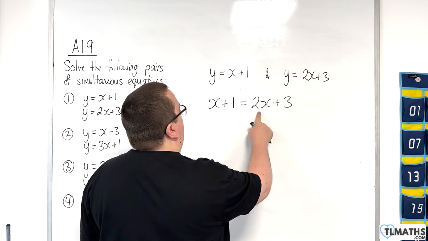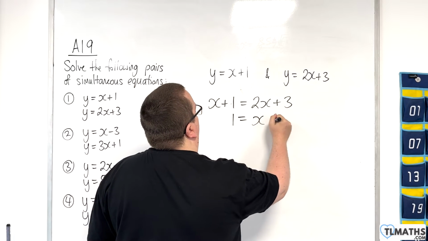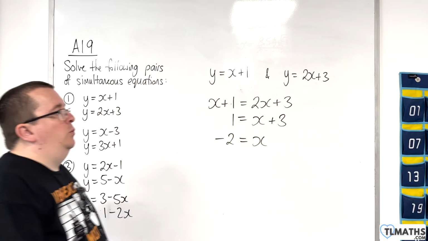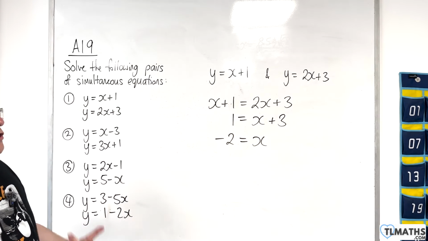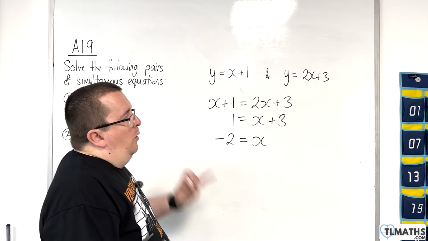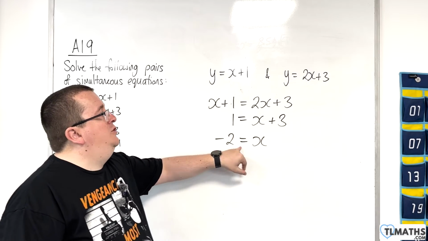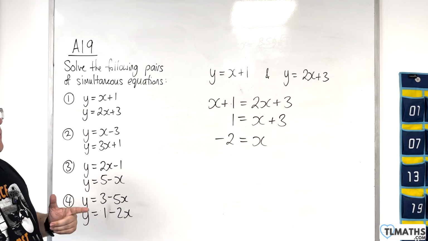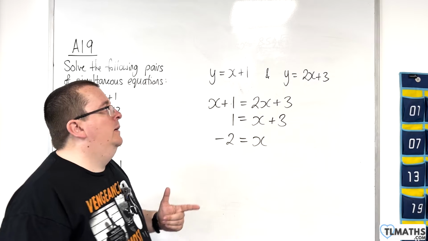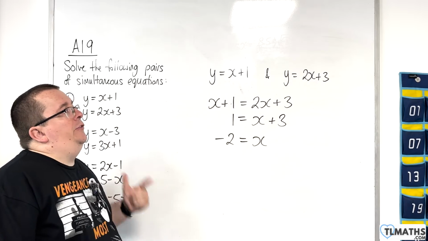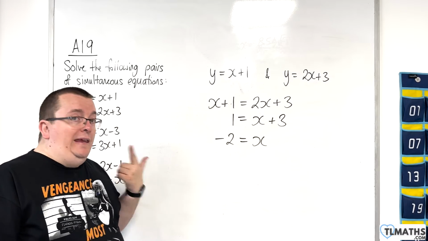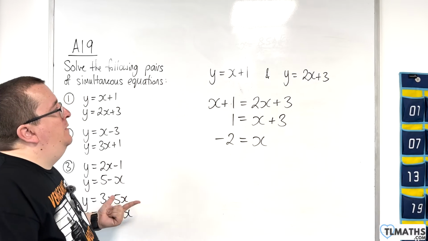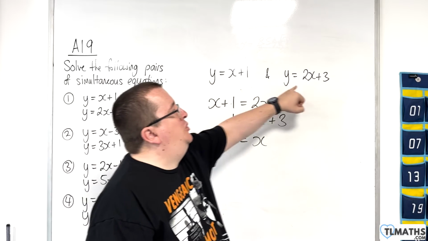So let's subtract x from both sides first, and then subtract 3 from both sides. So we now have that x is equal to minus 2. So how do we then work out the y value? Well, what we do is we go back and substitute this into either of these two equations. It doesn't matter which one you substitute into. What I would say is substituting into the one that looks easiest is usually the best bet. So this one looks easier to substitute into than that one.